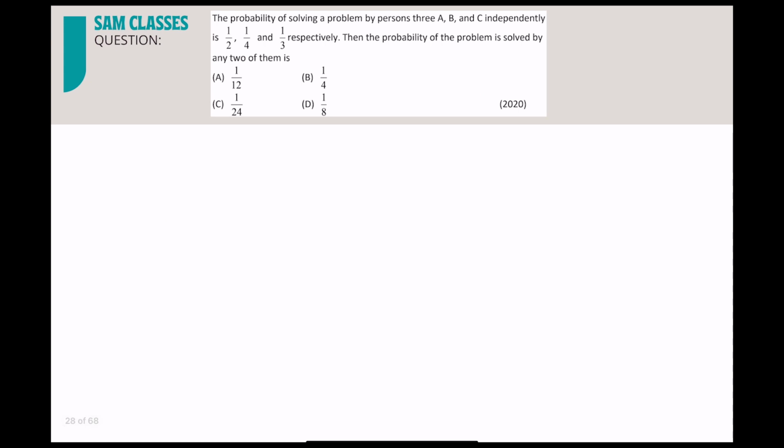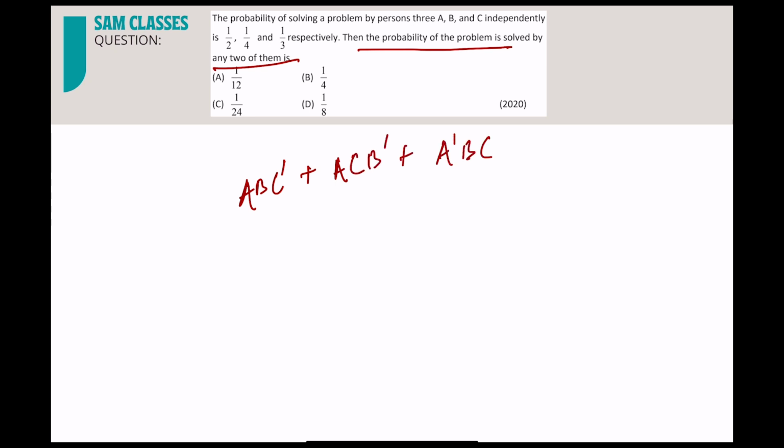Probability of solving a problem by three persons A, B and C independently is 1 by 2, 1 by 4, 1 by 3. Okay, so they have given that, and then the probability of the problem being solved by any two. So any two of them means A, B solved, C didn't solve, plus A, C solved, B didn't solve, plus A didn't solve, B, C solved, correct? So just put the values there, independent. So 1 by 2, 1 by 4 and C bar. I can do it mentally only.